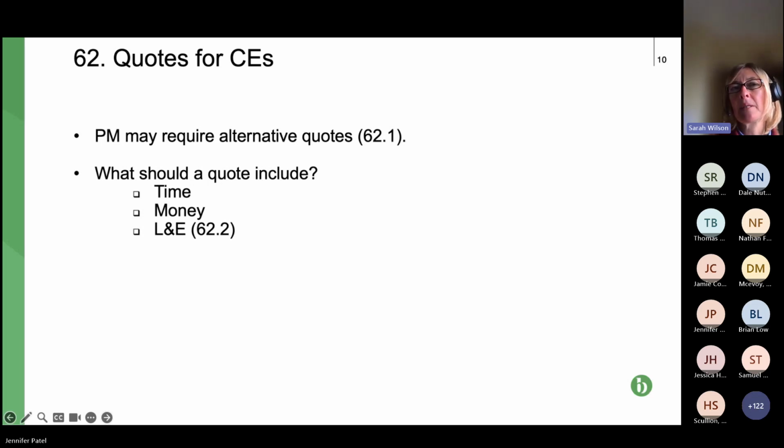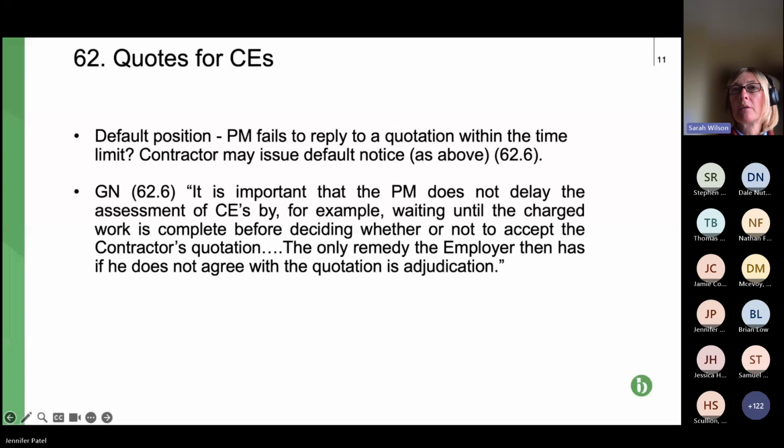We've already covered that bit about the quote covering time, money, and the cost of the time. And we've covered that default position quite a lot.